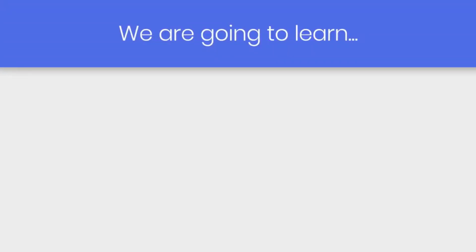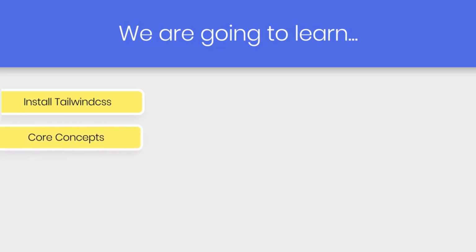We're going to start with a basic understanding of how predefined utility classes are used in Tailwind. Then we're going to understand how to install Tailwind. We're going to understand two different methods to install Tailwind CSS. Then we will understand the core concepts of Tailwind. We're going to take a look at the different directives of Tailwind in detail.